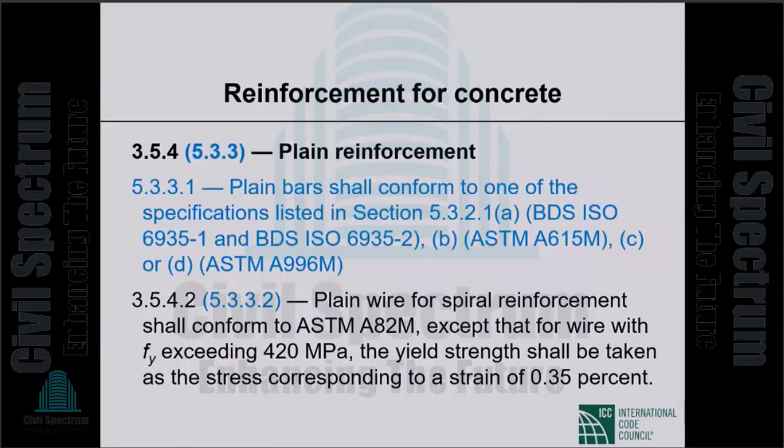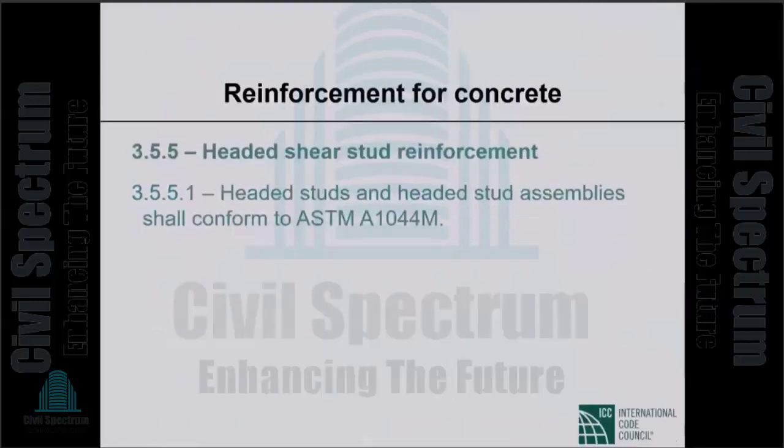Okay, so we come back to reinforcement for concrete, plain reinforcement. You know that it is 6935-1. Plain bars shall conform to 6935-1 as mentioned previously. Plain wire for spiral reinforcement shall conform to ASTM A82, except that for wire with F sub y exceeding, so that definition of yield strength change repeats itself.